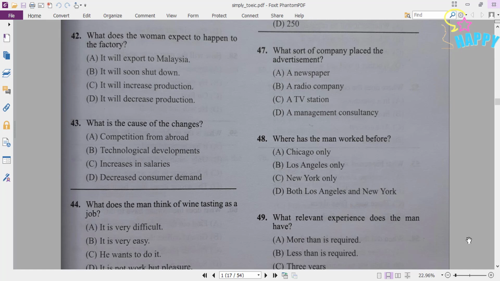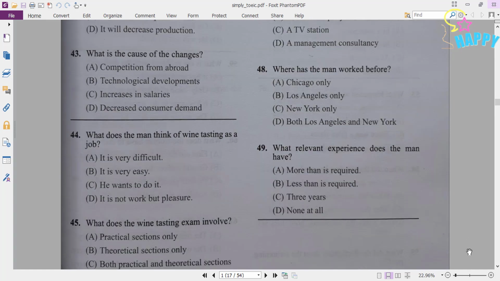Question 47. What sort of company placed the advertisement? Question 48. Where has the man worked before? Question 49. What relevant experience does the man have?